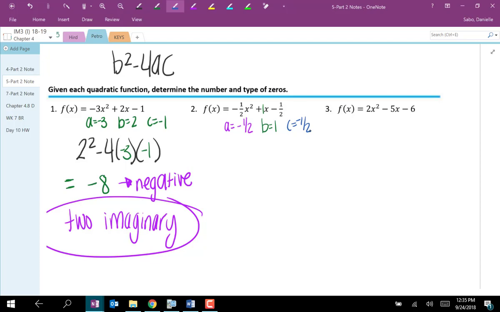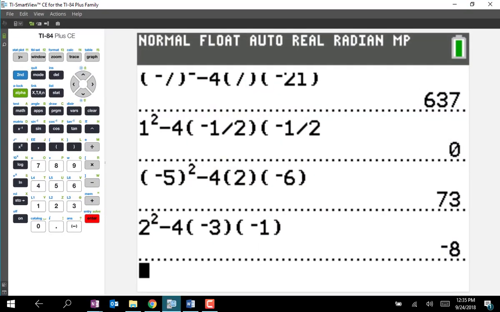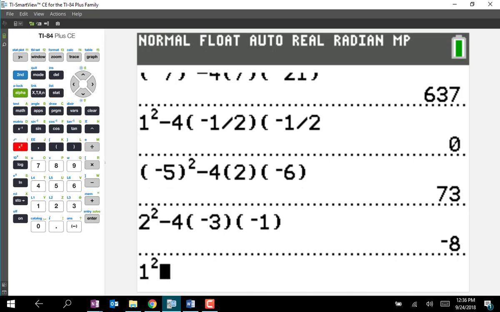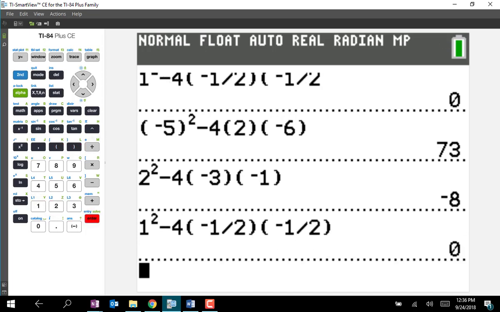Let's type it in together, or just make sure you're following along with me. So I have 1 squared minus 4 parentheses -1 divided by 2. Close it up. Open it up again. -1 divided by 2. Close it up. Press enter. And if you got 0, you did it right. If you didn't, please let me know and I'll come and look at your calculator.